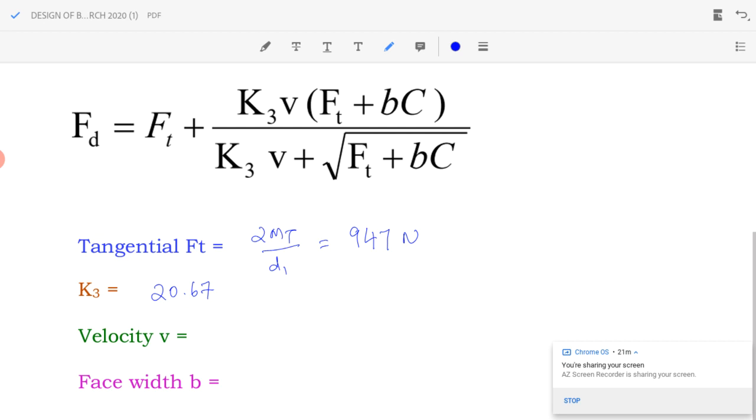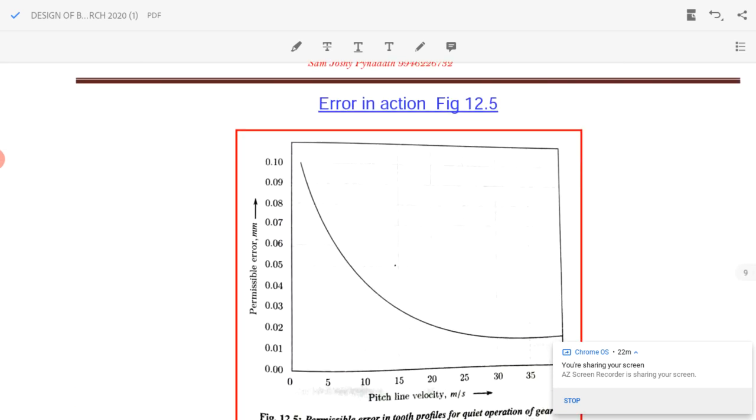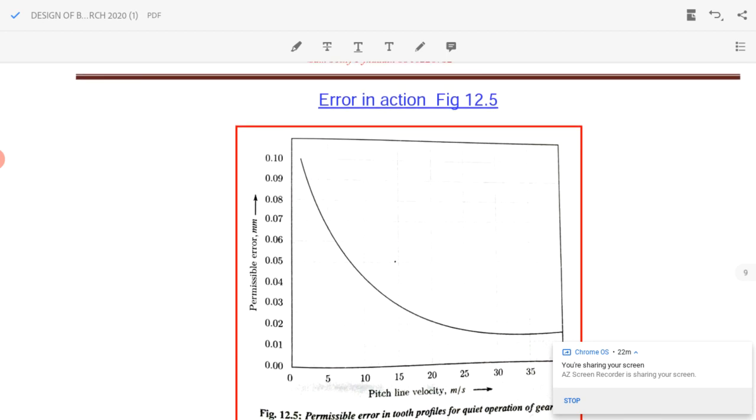Velocity equal to 10.556 meters per second. And face width B equal to 10 m, so that will be equal to 50 mm. Now the only unknown in this equation is C. Similar to the spur gear, I need to find the C using that graph and the table. So first we will find the error in action. Error in action can be found from figure 12.5. So my velocity is 10.55, nearer to 10. So I will plot that value.